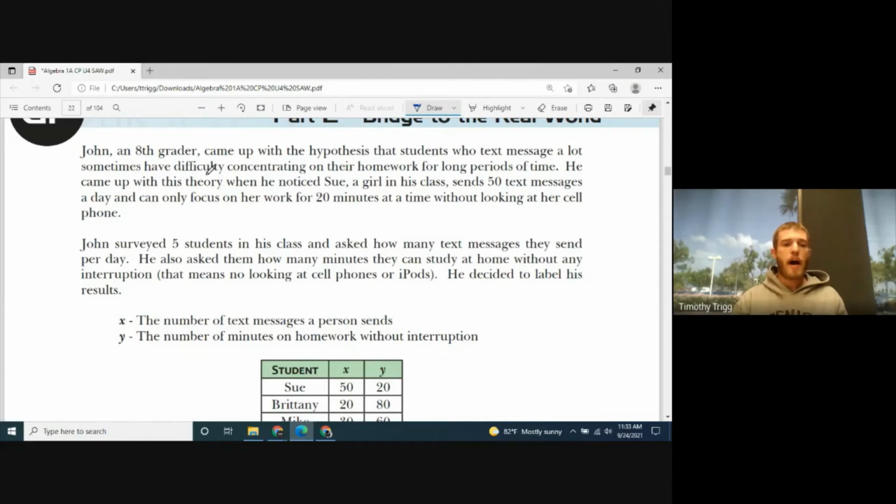John surveyed 5 students in his class and asked how many text messages they send per day. He also asked them how many minutes they can study at home without any interruption. That means no looking at the cell phone or iPods. This was written a while ago. I doubt most of you have iPods anymore since your phone plays music now. But anyway, he decided to label his results.